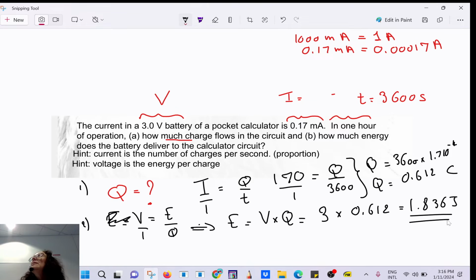Is that clear? Is that right? Do you all get that? The other way to do it, you could find the power, which is voltage times current, and then you say that the energy is power times time, okay? And you will get the same thing. Conclusion, 1 amp is 1,000 milliamp.